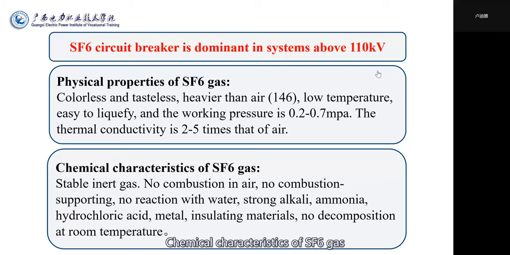Chemical characteristics of SF6 gas: stable inert gas, does not burn in air, does not support combustion, no reaction with water, strong alkali, ammonia, hydrochloric acid, or mantle, insulating material, and no decomposition at room temperature.